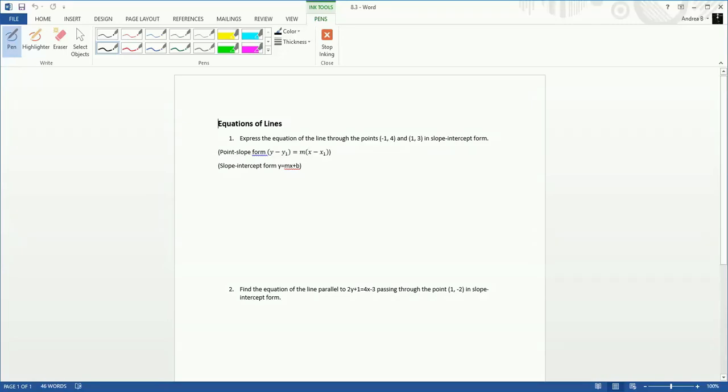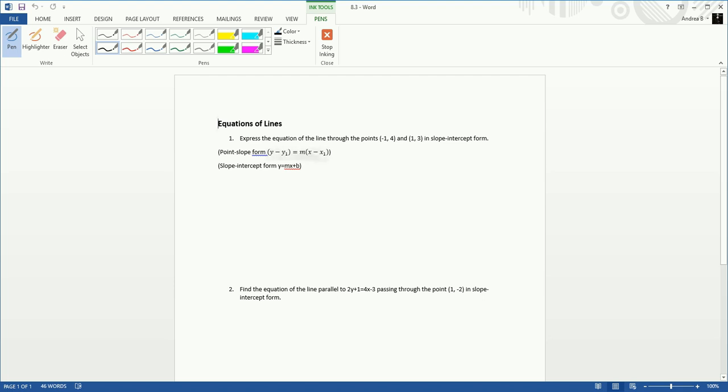All right, this time we're working with equations of lines. So for number 1, express the equation of the line through the points (-1, 4) and (1, 3) in slope-intercept form. I wrote down below what point-slope form is and what the slope-intercept form is, because we're going to use this point-slope form to get it into that slope-intercept form here.